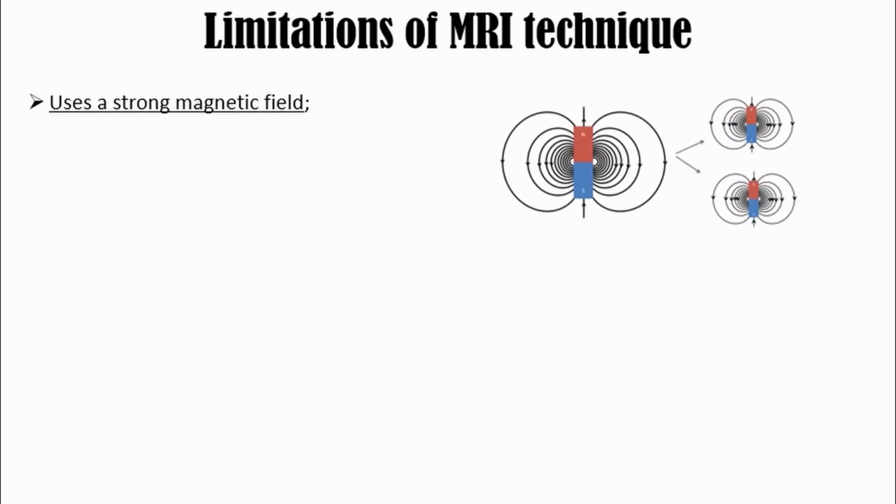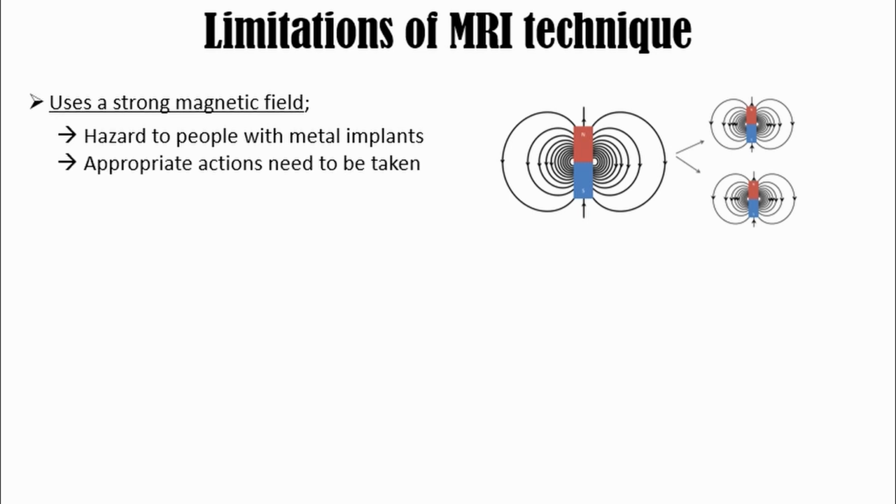Now we're going to focus on the limitations of MRI technique. So although MRI analysis doesn't involve ionizing radiation, as mentioned before, it does use a strong magnetic field. This may be a health hazard for patients that have implants that contain magnets or metal, as the magnetic field in MRI machine might move the implant and cause injury to the person. This is a very big limitation to the technique, and appropriate actions need to be taken during such scans, such as surgically removing the metal before the scan or using splint or bandaging kits.